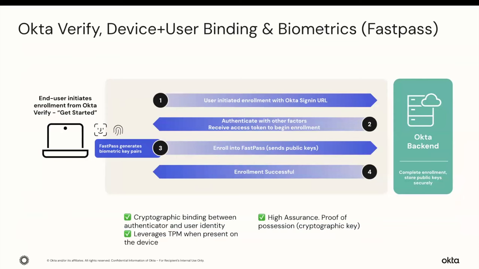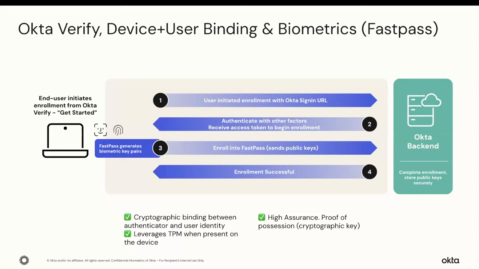So obviously there's the enrollment process on FastPass. When you initiate the enrollment process, you'll be asked to authenticate with another factor. What is important to understand is that at the moment you have authenticated and you're enrolling into FastPass, FastPass is going to generate a key pair with a private key and a public key. The private key is going to be stored on the device in the security module, if there's one available, and the public key will be sent to the backend. And the Okta backend will create a binding between this public key and the device.